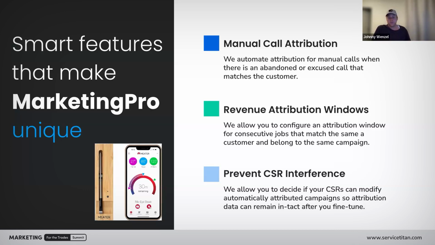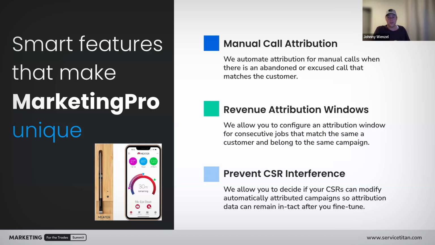But there's still the potential for some gaps. For example, what if someone calls in and leaves a voicemail, and then you call them back, or a CSR at your organization calls them back and books a job out of it? So they're going to go to the call screen, click manual call or manual job, enter the information and book the call. And then they need to go down to this field called marketing campaign. They need to manually choose the campaign that person came from.